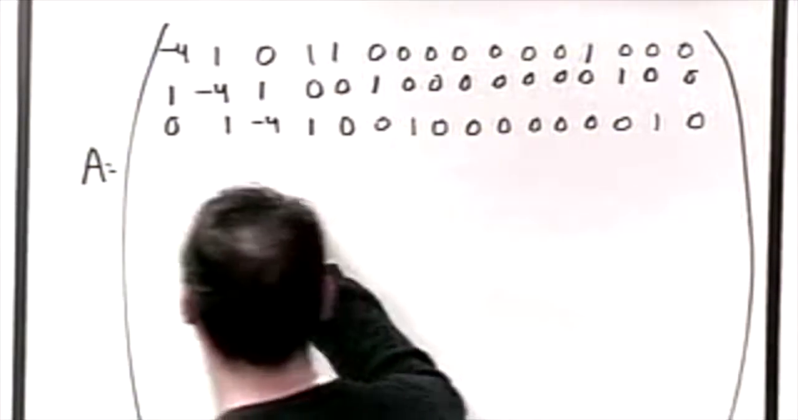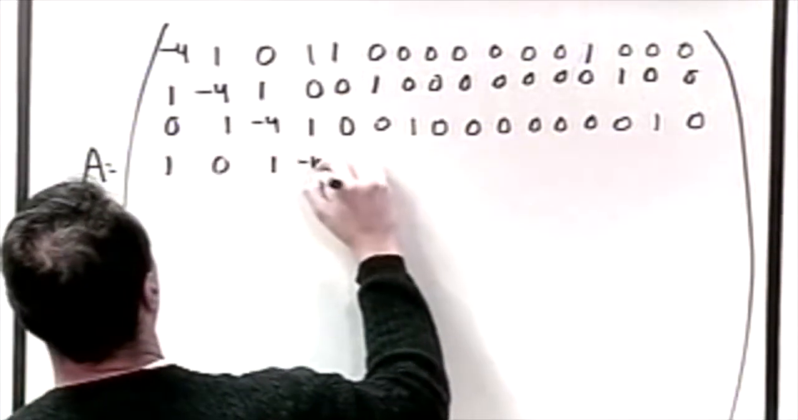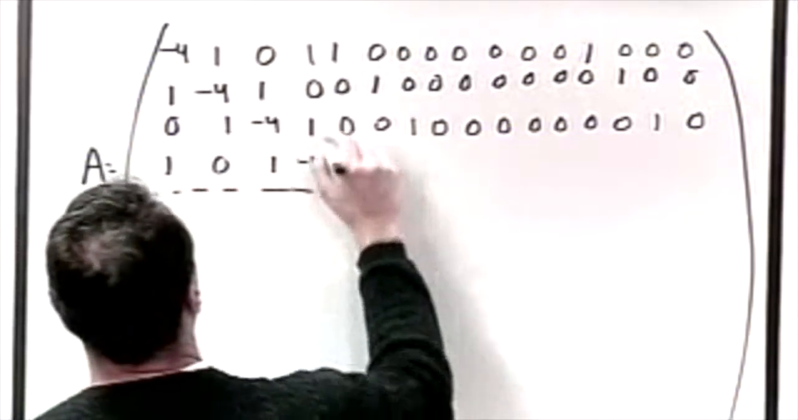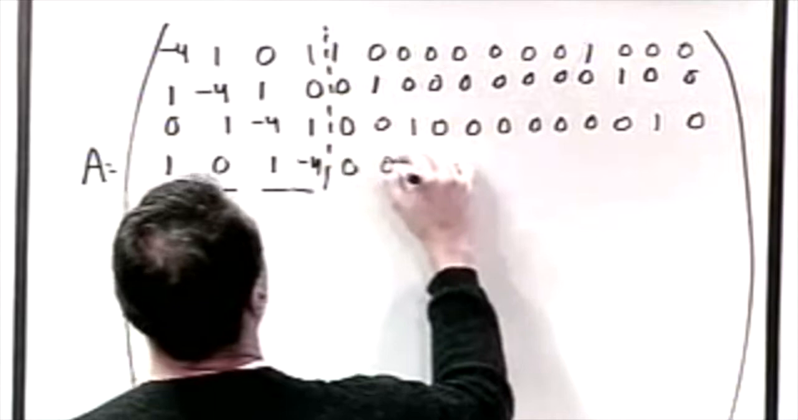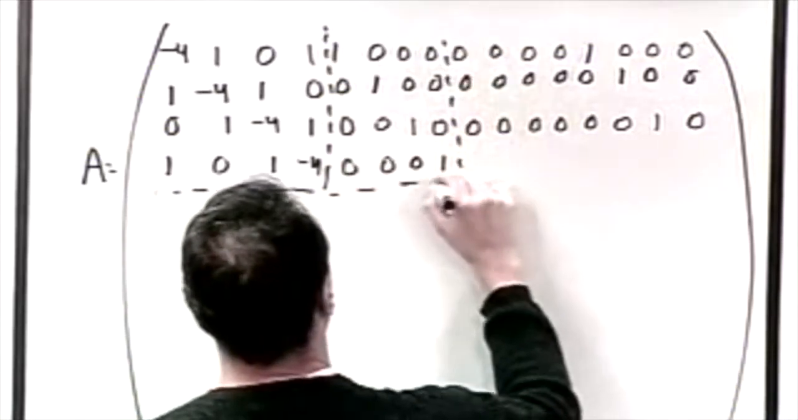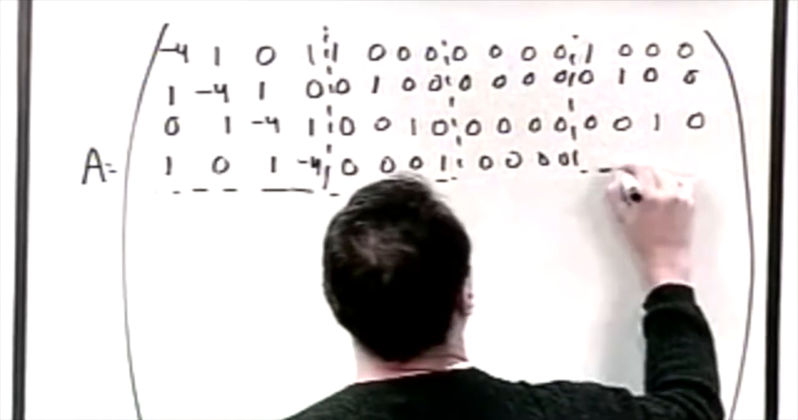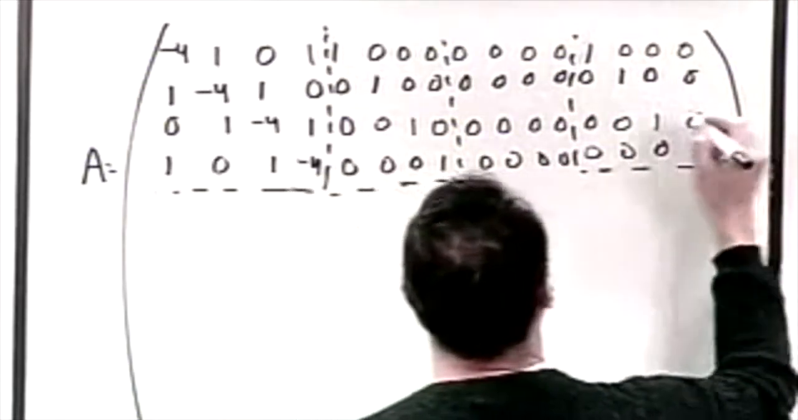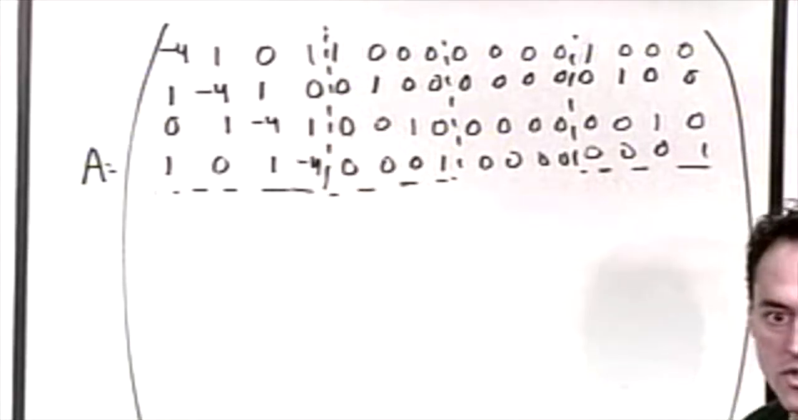And then the next one down is important, actually. 1, 0, 1, negative 4. 0, 0, 0, 1. And then 0, 0, 0, 0. 0, 0, 0, 1. So for instance, here's the first set of 4 equations. Now what you're going to see is, here's the structure of the rest of the matrix.